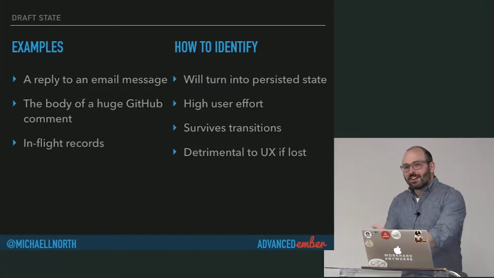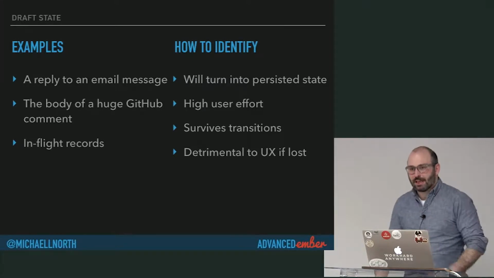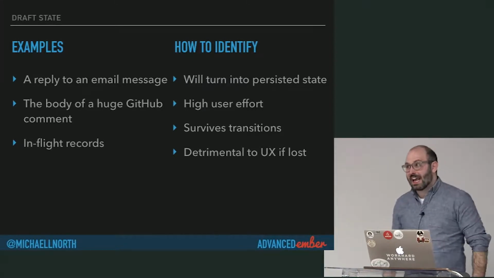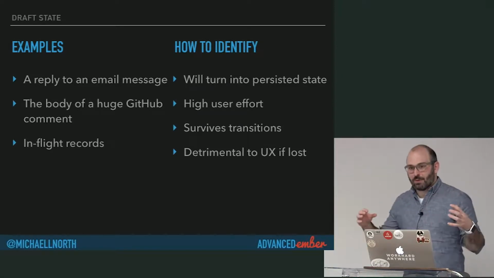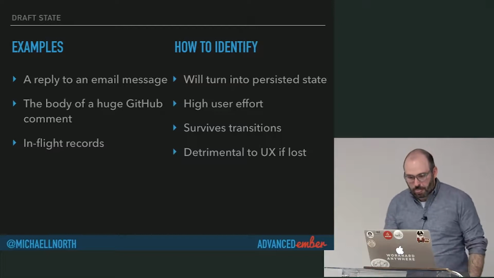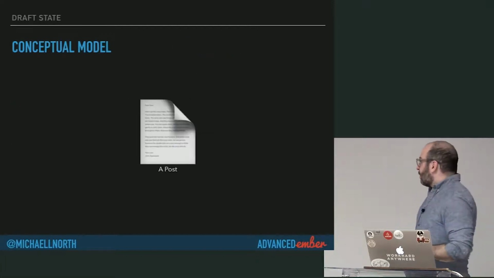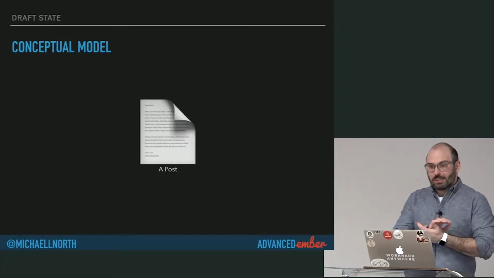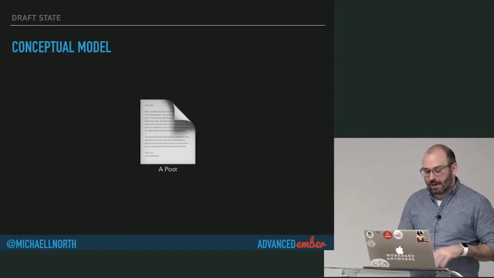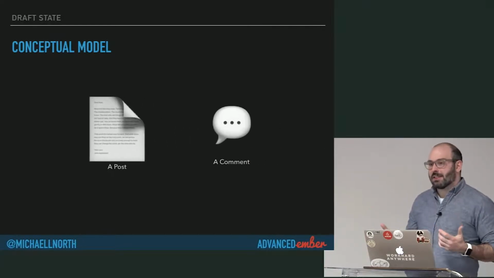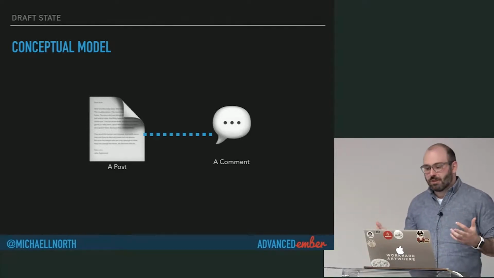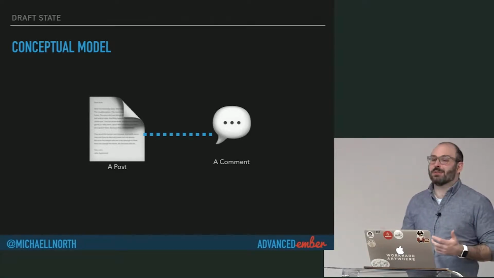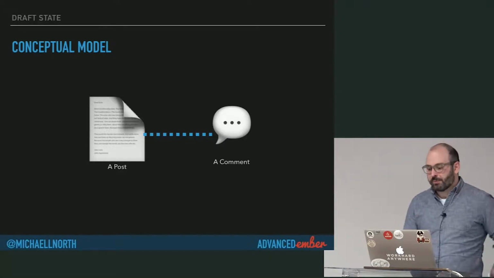So I want to go into the mechanics of how this works, because it's quite interesting, and there's a new JavaScript primitive that's at the core of Ember's implementation of draft state. So our conceptual model here is we have a post, and this is for the app that we're working with right now. We have a post, and then we have comments on this post, right? And there is a has-many relationship here between posts and comments, right? A comment belongs to a post.